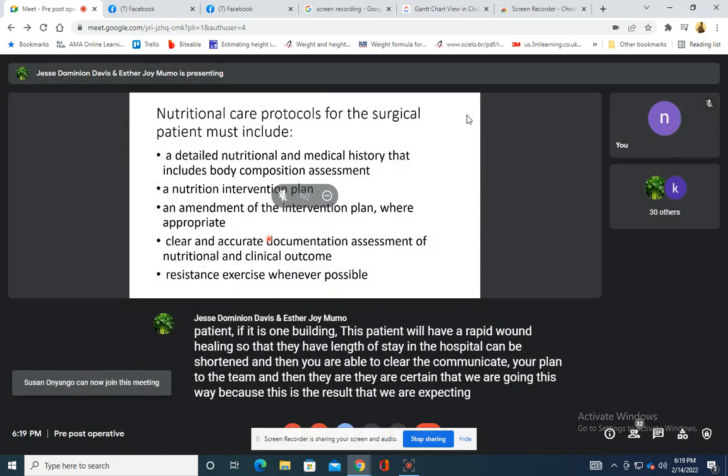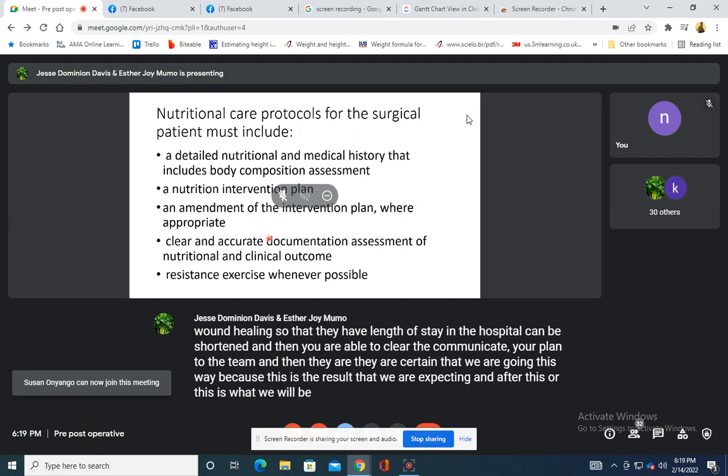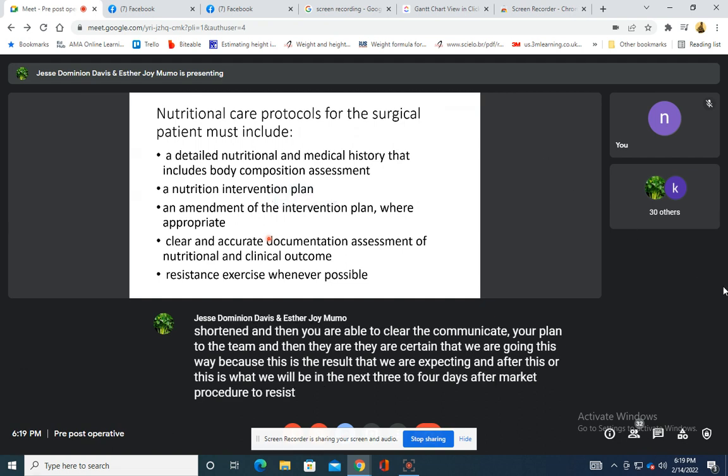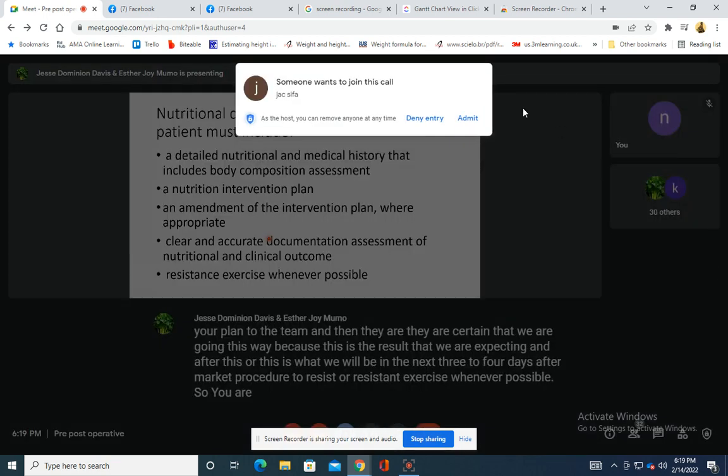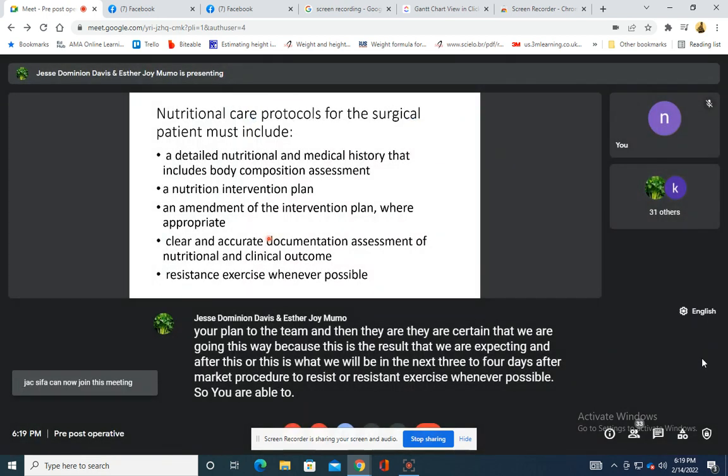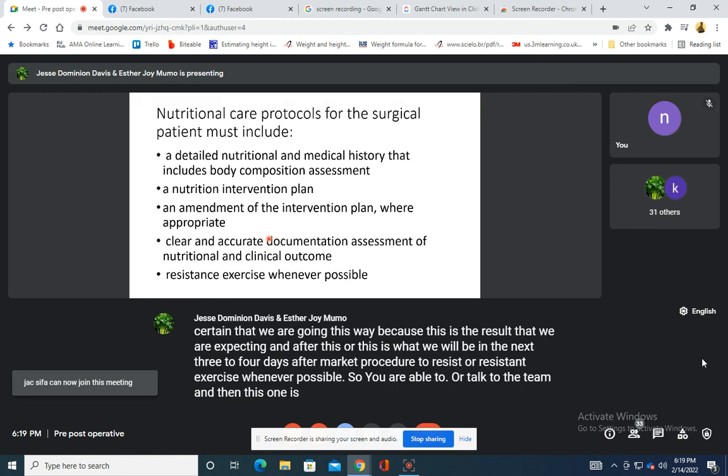And after this result, this is where we will be in the next 3 to 4 days after the procedure, moving to resistance exercise whenever possible. So you are able to talk to the team, and then this one is known, actually, where you will be able to do it as a nutritionist.